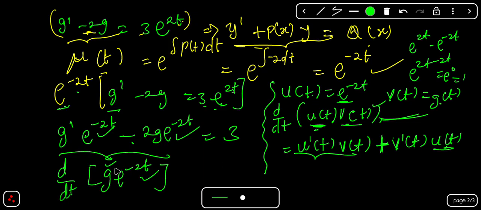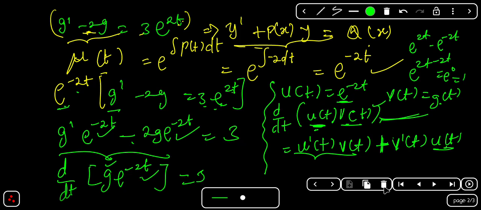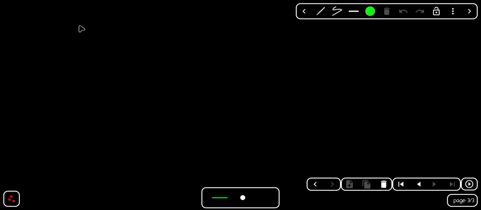So this means d dt of g e raised to the power of negative 2t is equal to 3. Now let's complete the solution. Let's move to the next page. So we have d dt of g e raised to the power of negative 2t, which is equal to 3. Now the next thing you are going to do is to integrate both sides with respect to t.